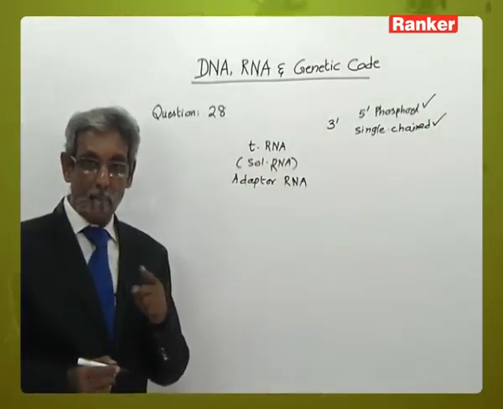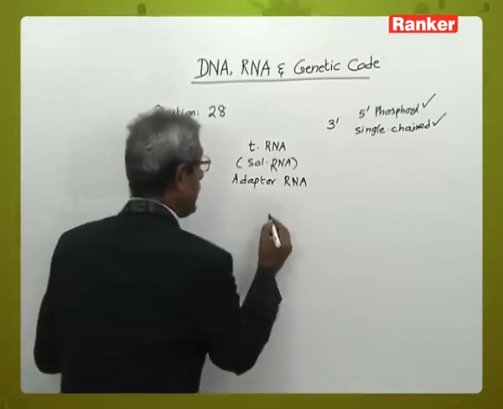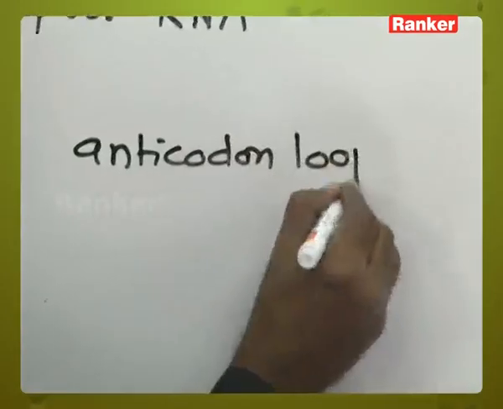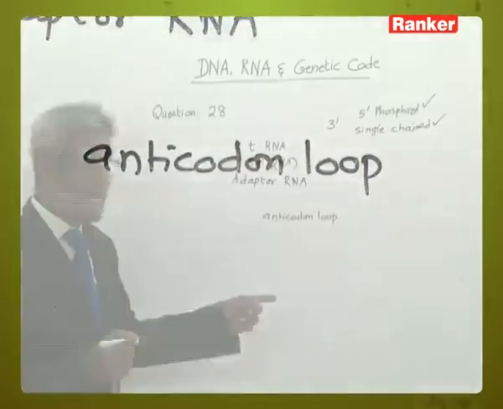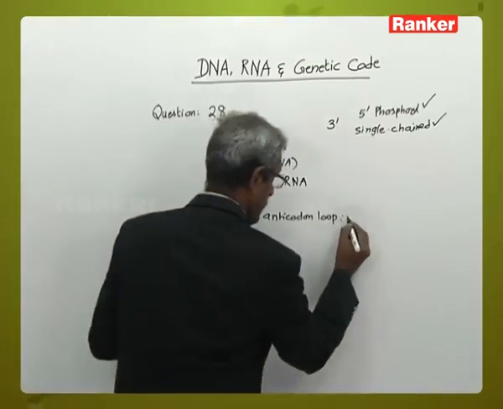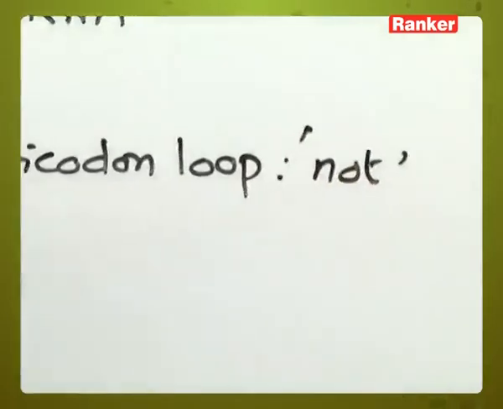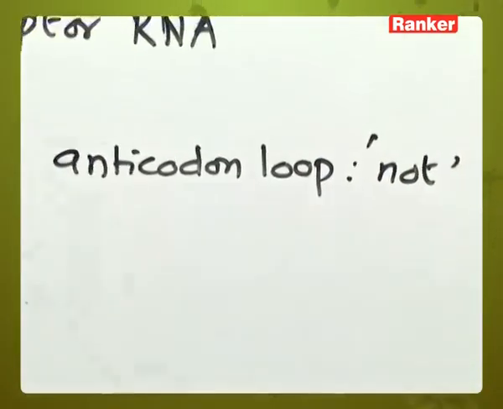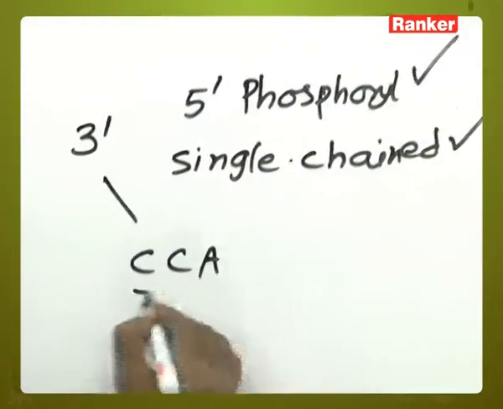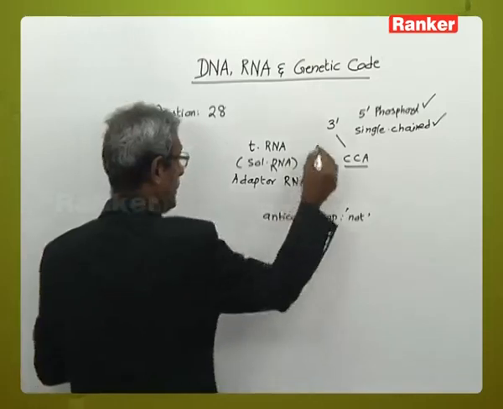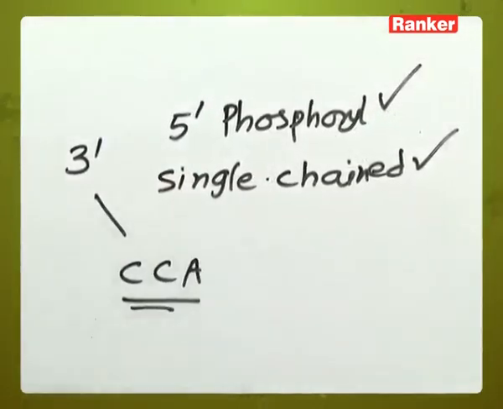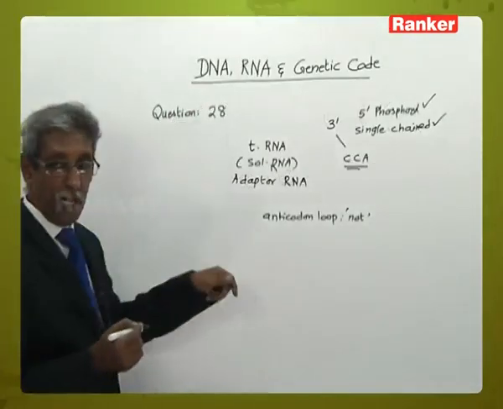3, the anticodon loop is identical. When you take the anticodon loop, the anticodon loop of all the tRNAs are not identical. And the 3' base sequence has a CCA sequence. This is a very important marker point for the tRNA. When you take the 3' end, it has got a CCA sequence, and the CCA sequence is a very important sequence in the case of the tRNA.